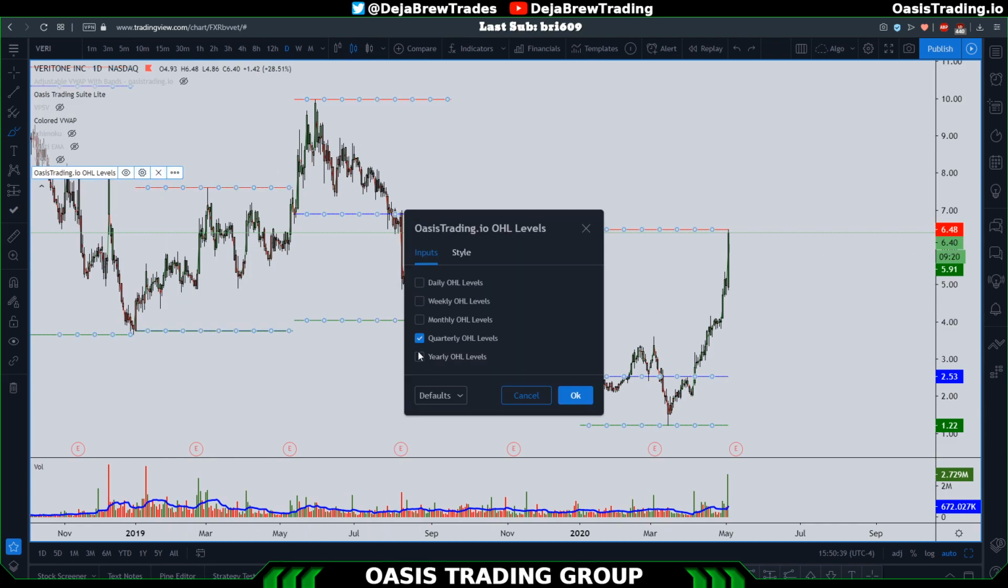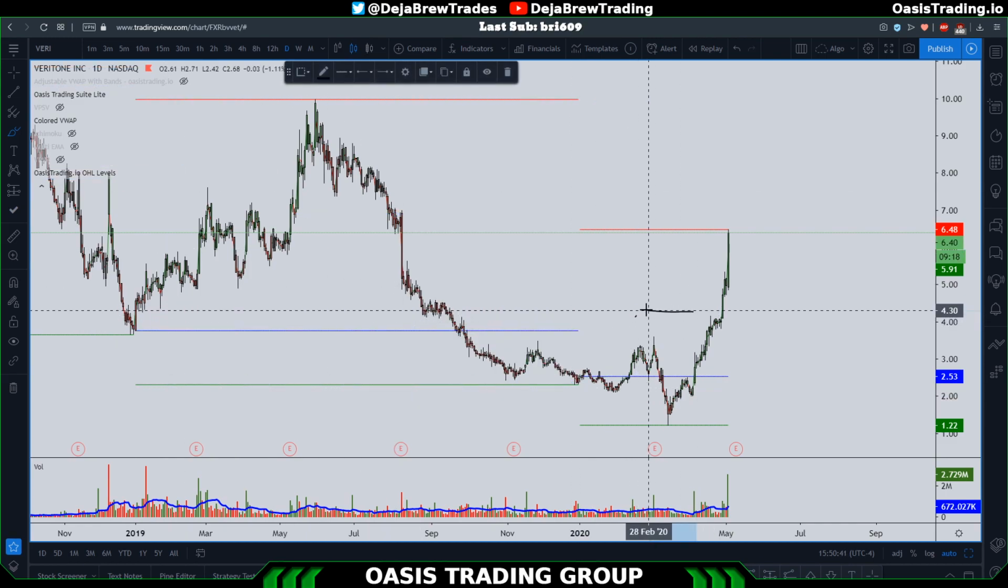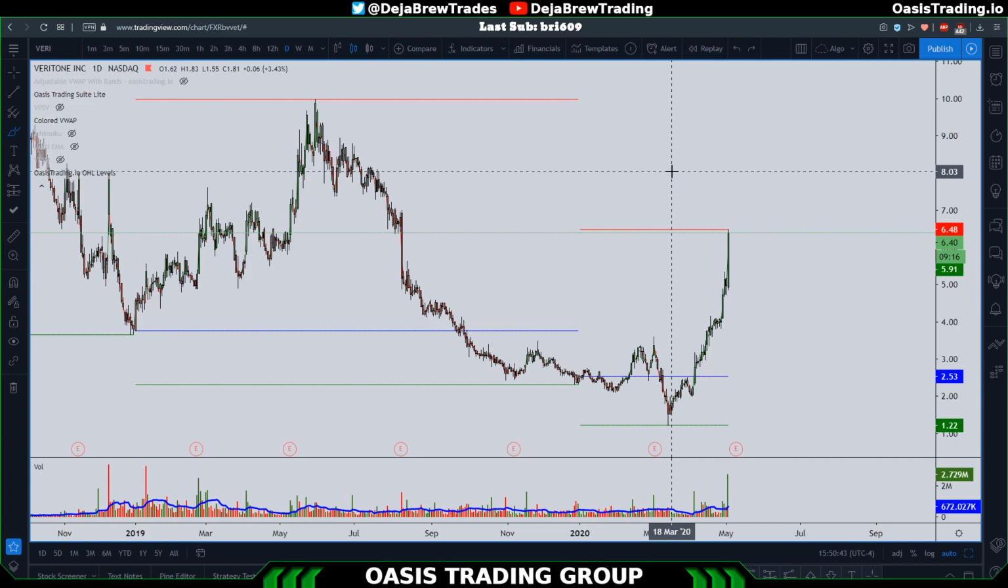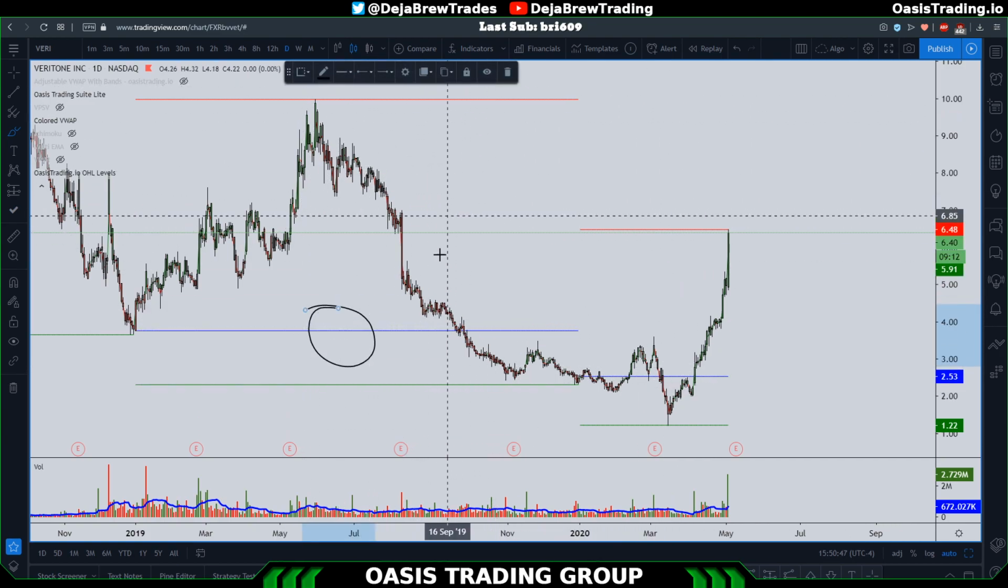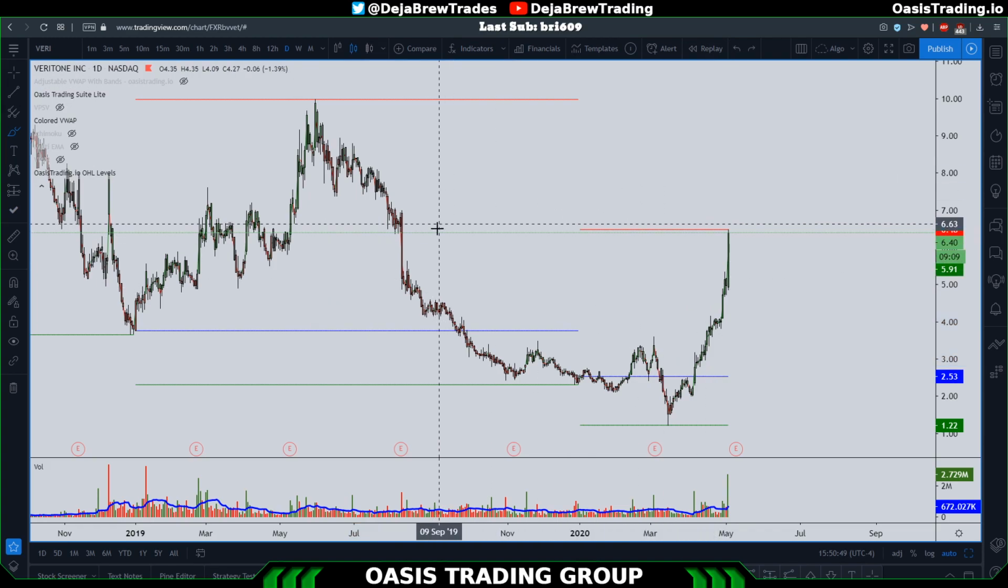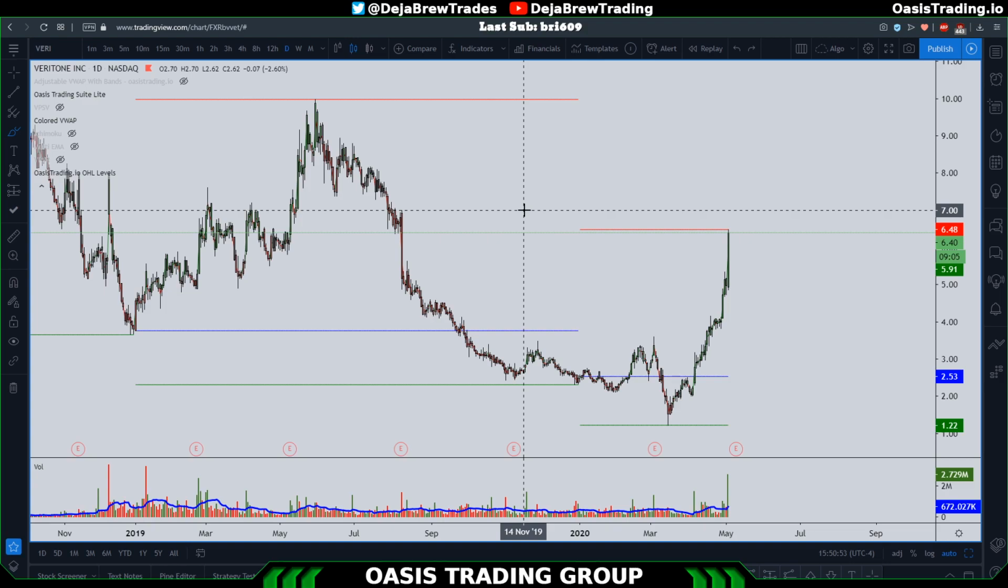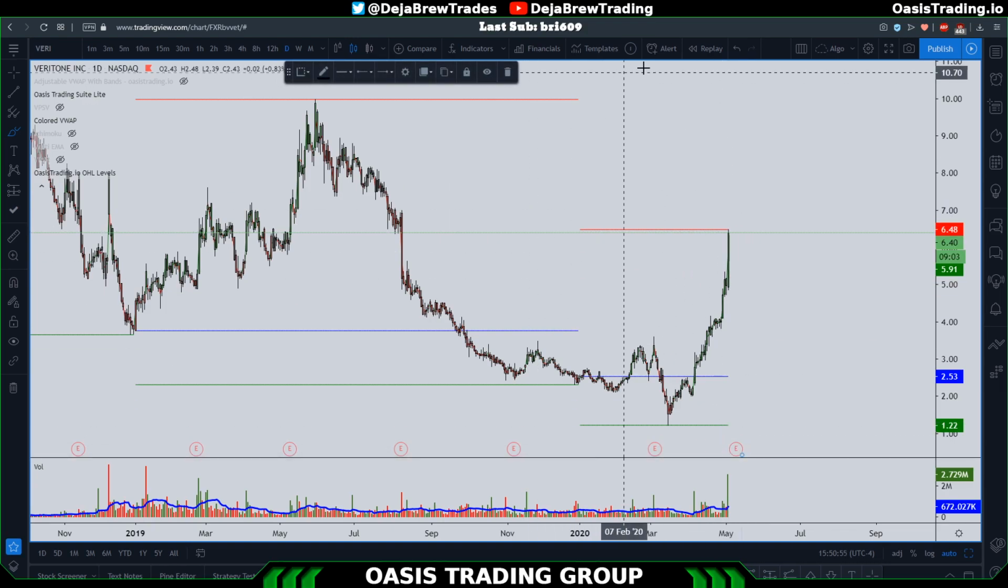Now let's take a look at the yearly levels. So the yearly is about middle of last year. So you had the open, the high was pretty high. You're about mid-range of that year. So very, very bullish here. They must have had good earnings.